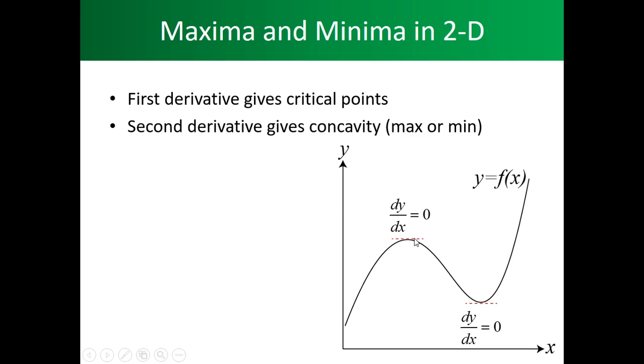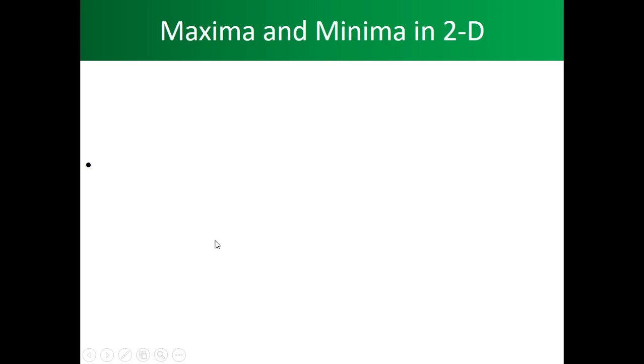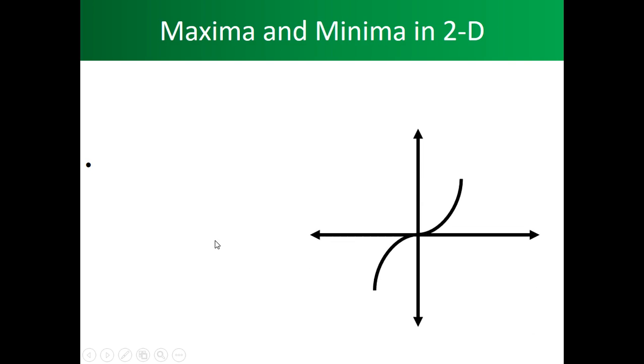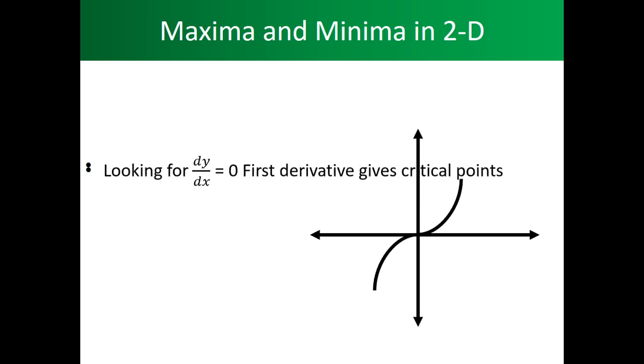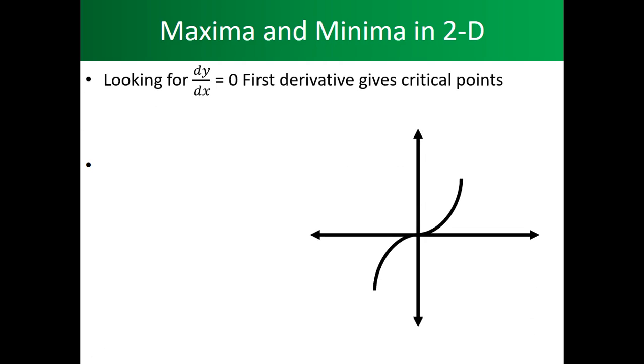which lets us know if it is concave for a maximum or concave for a minimum. When we take the second derivative, we look to see if it's greater than 0 or less than 0. If it's greater than 0, we call it a minimum, and if it's less than 0, we call it a maximum.